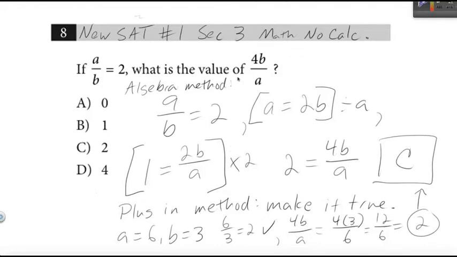Okay, here we go. Working on number 8. If a over b equals 2, what is the value of 4b over a? Okay, so on this new test, algebra is featured more prominently.